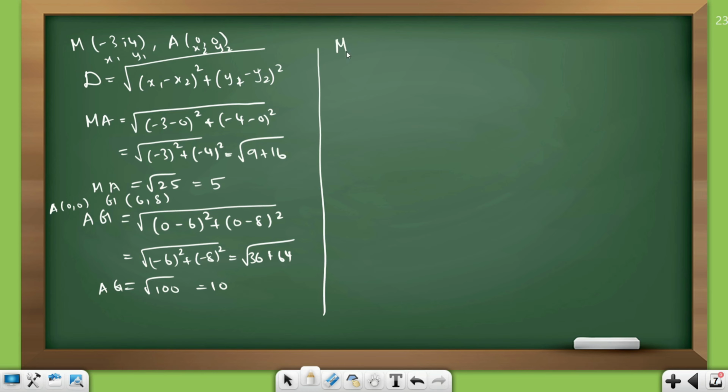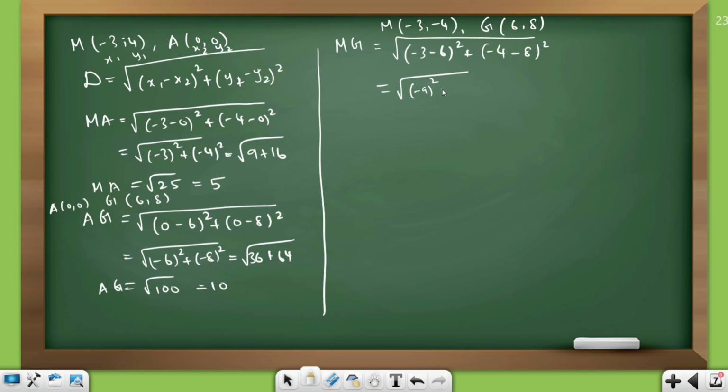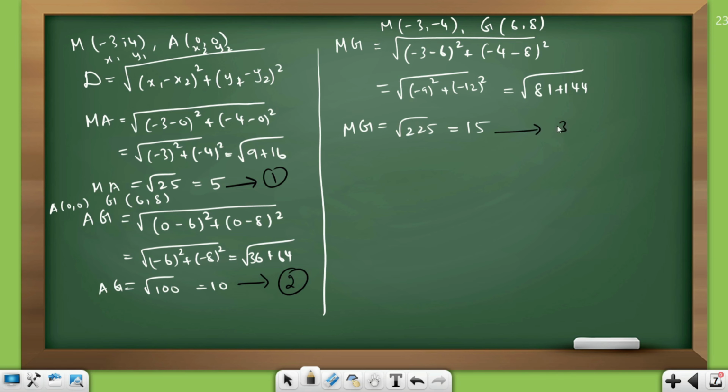Now the third side is MG. We need to find the third side, where the point M is (-3, -4) and the point G is (6, 8). So (-3 minus 6) whole squared and (-4 minus 8) whole squared. So this is (-9) squared and this is (-12) squared, which is 81 plus 144, which equals 225, and the square root of 225 is 15. We found the value of MG as 15. So from these three values we get a clear picture that MA is 5 units, AG is 10 units, and MG is 15 units.